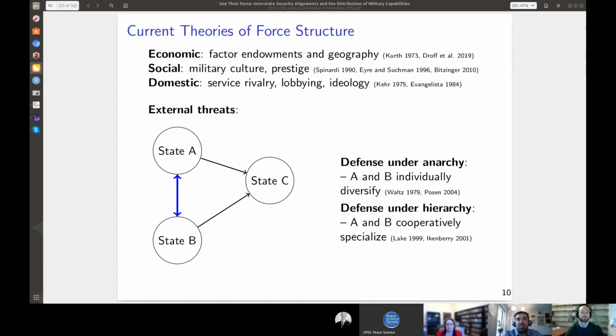And this is where I want to jump in with my theory. Sometimes we see states diversifying, other times we see them specializing. So what is the nature of this blue relationship between states A and B? That means that sometimes we have individual diversification and sometimes we have cooperative specialization.